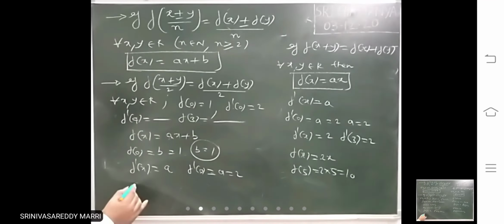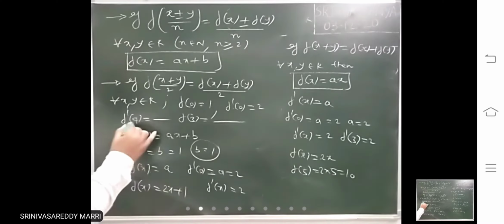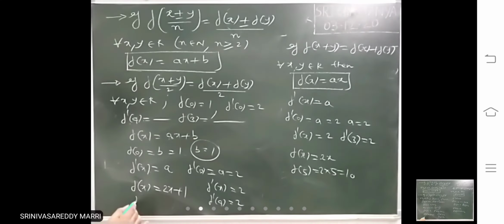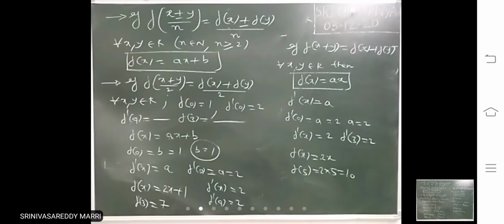Now you got a and b. That means f of x is the function 2x plus 1. And f dash x is 2, which means f dash 4 is also 2. Now suppose you want f of 3. f of 3 is 2 into 3 plus 1, which is 7. Like that. Directly for this model and the previous model, remember the type of function, how it is, and then by using the conditions, find a and b.